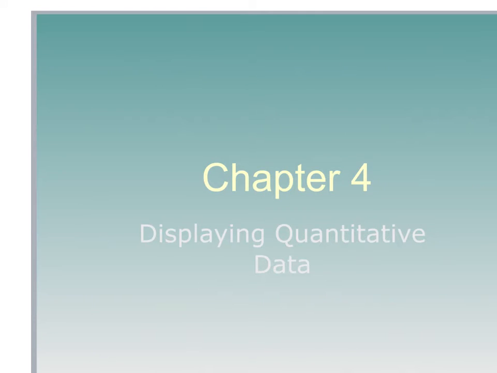Chapter 4 deals with numerical data, quantitative data, how to display it, how to summarize it. The summary statistics are mean, median, mode. Mode's not really used that often, except as a description of shape.